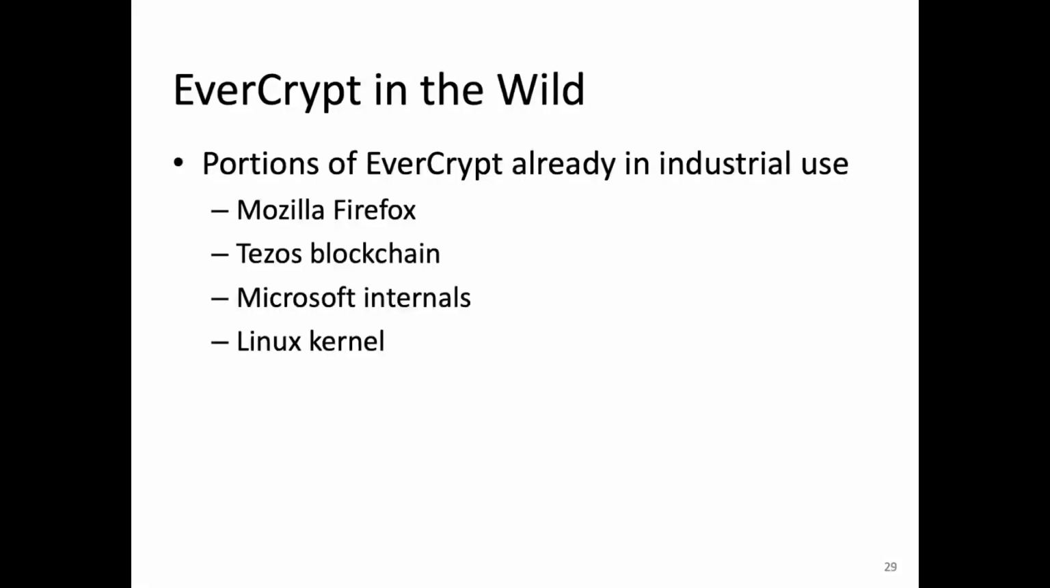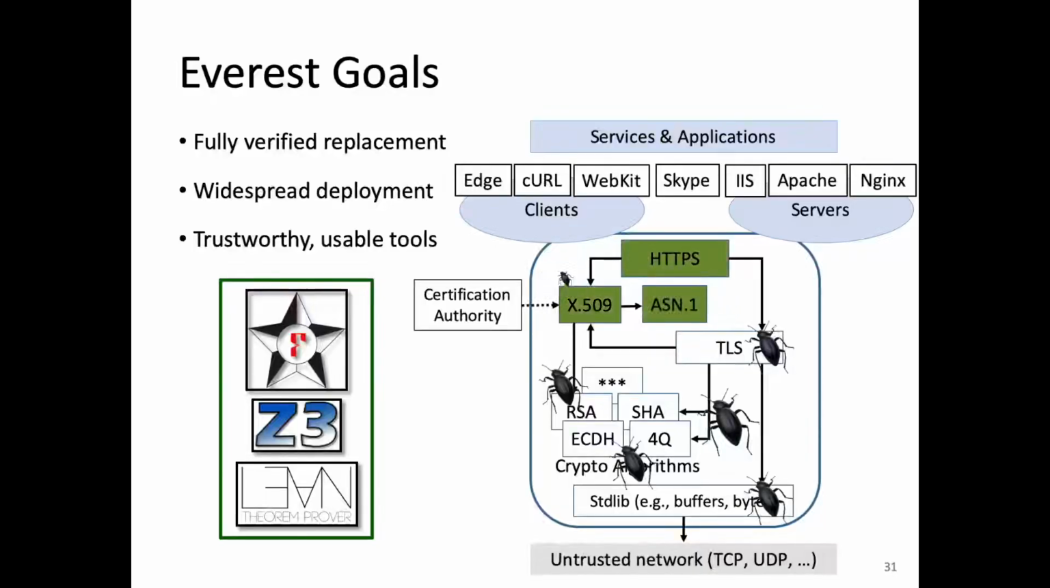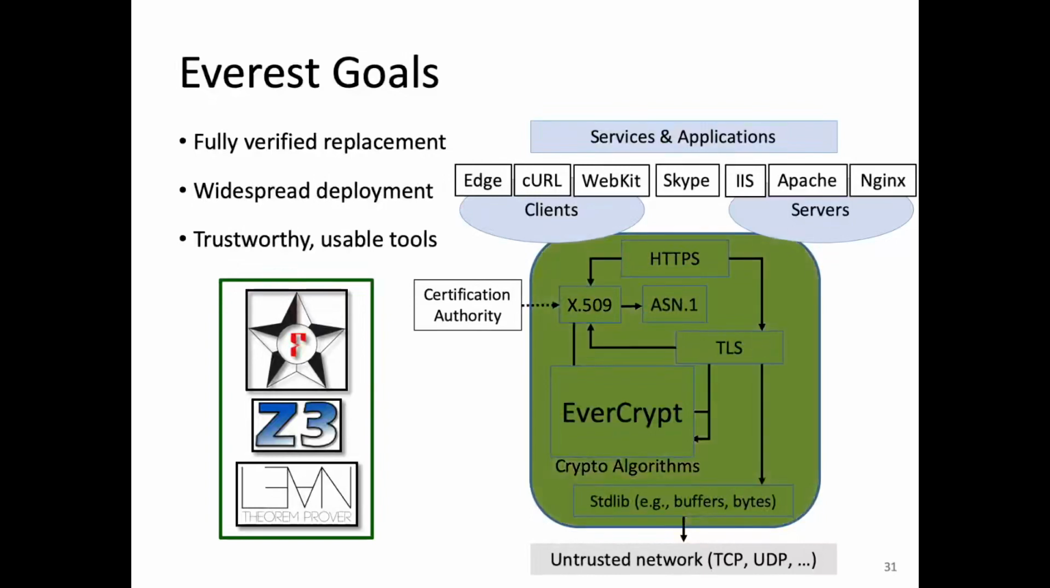EverCrypt is still young, but portions of it are already in use in the wild. Early adopters include Mozilla, Microsoft, and just recently, the Linux kernel. Before I conclude, I'd like to mention that EverCrypt was developed in the context of Project Everest. Project Everest aims to develop fully verified replacements for the entire HTTPS ecosystem and verify that working together, they really do provide the abstraction of a secure communication channel.